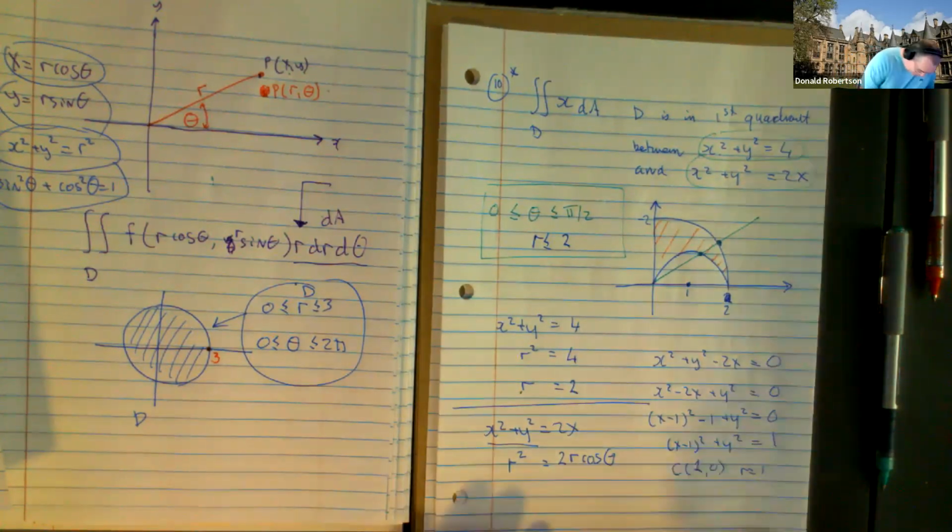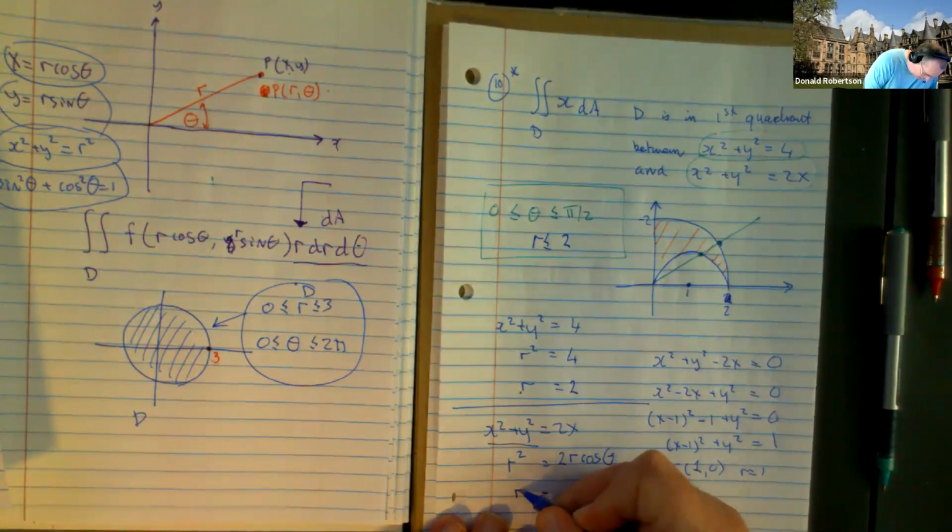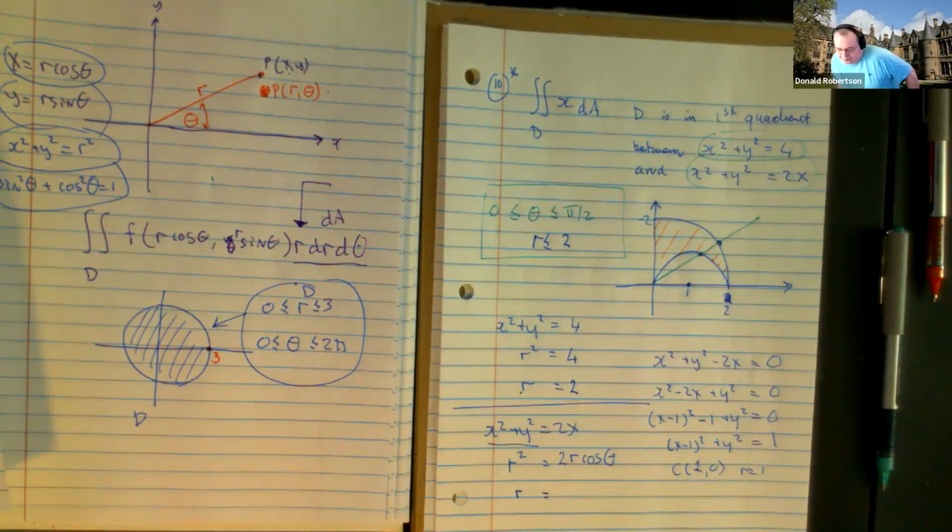Right, back to this fella. I want r equals. I've got r squared equals 2r cosine theta. What could I do to find what r is equal to? And break a little rule that I'll explain why we can get away with breaking. What would we do to both sides to find r equals? Would you divide by r?